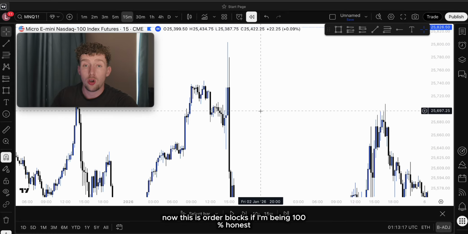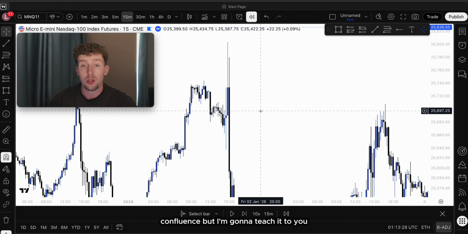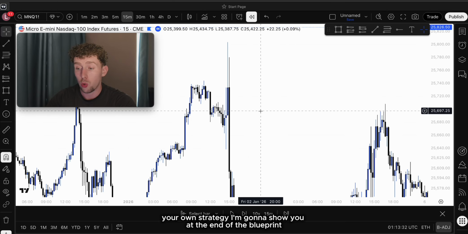Now, this is order blocks. If I'm being 100% honest, this is my least used confluence, but it's good to know just so you know it. I normally do not take trades from order blocks. It's not my favorite confluence, but I'm going to teach it to you just so you know it and have it when you can backtest your own strategy.